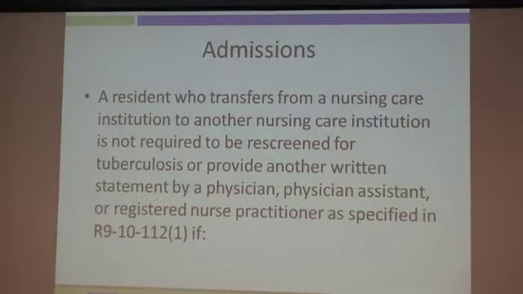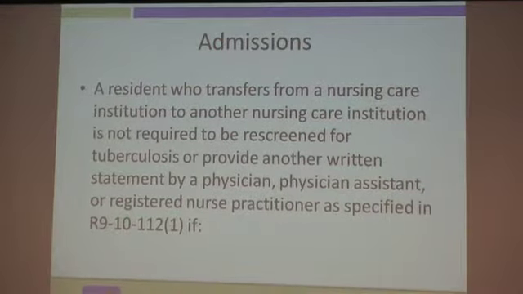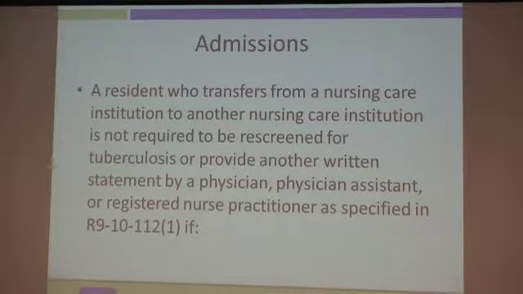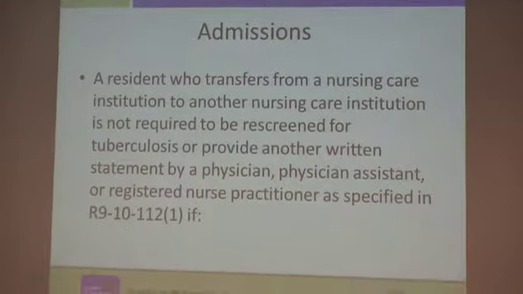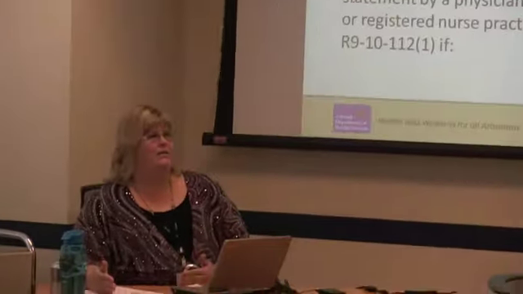And a resident who transfers from a nursing care institute is not required to be rescreened for TB. So basically, what does this mean? This means that if you're ABC nursing home, and you're sending a resident to CDE nursing home, and the resident got their TB screening in July and they were negative, you documented it in their clinical record, and you're sending them over to CDE, CDE receives it. They have documentation that it was negative. The resident is not required, nor is the facility required, to do a second screening. It's due when? The next July, within 12 months.